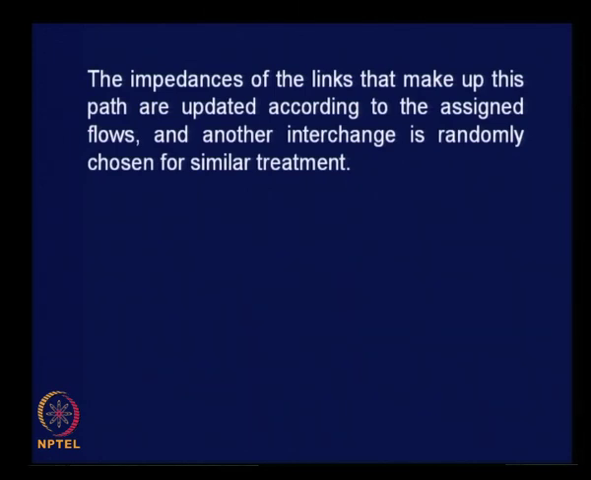So that is what is stated here. The impedances of the links that make up this path are updated according to the assigned flows, obviously, and another interchange is randomly chosen for similar treatment. Then choose another zonal pair, assign traffic, and after assignment update the travel impedance based on the assigned traffic volume.